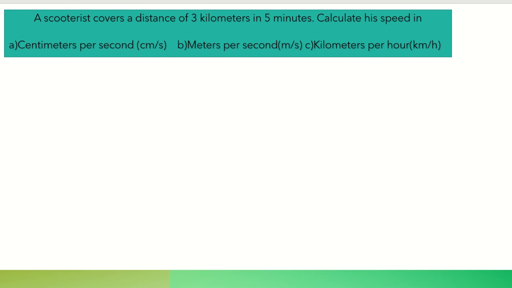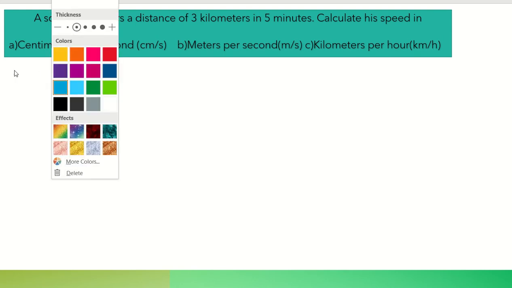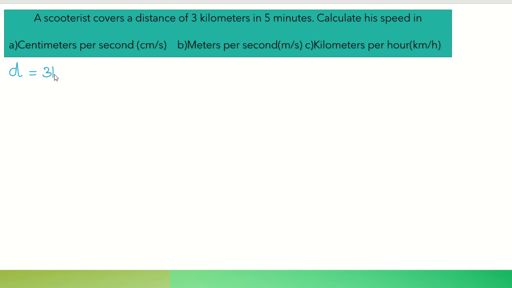This is a base question where we are going to convert the speed into different units. A scooterist covers a distance of 3 kilometers in 5 minutes. Calculate his speed in centimeter per second, meter per second and kilometer per hour. So first let's write down what is given. Distance D is equal to 3 kilometers, and that is equal to how much centimeter, because the first question is we have to convert it into centimeter per second.